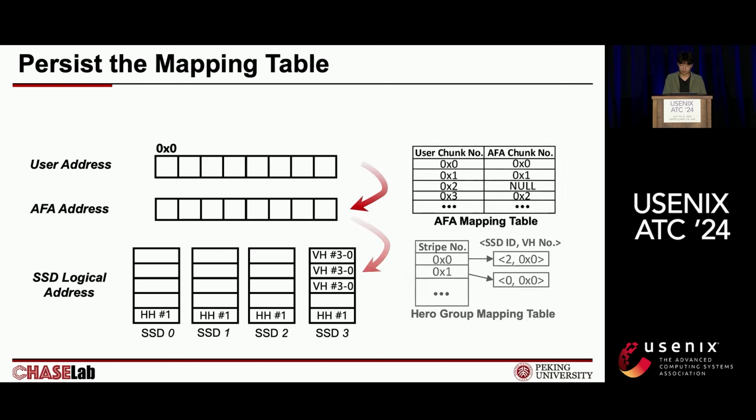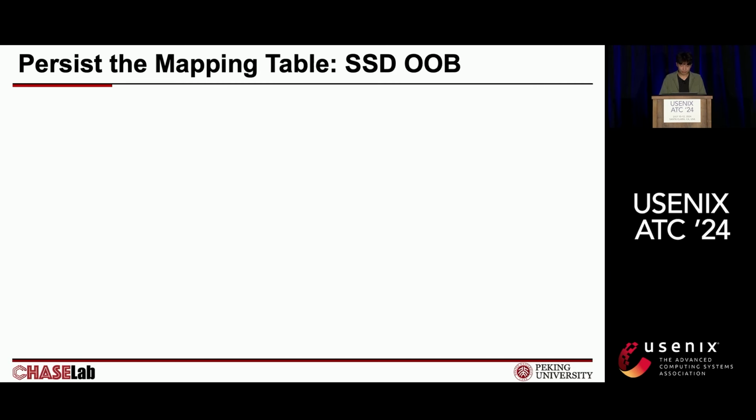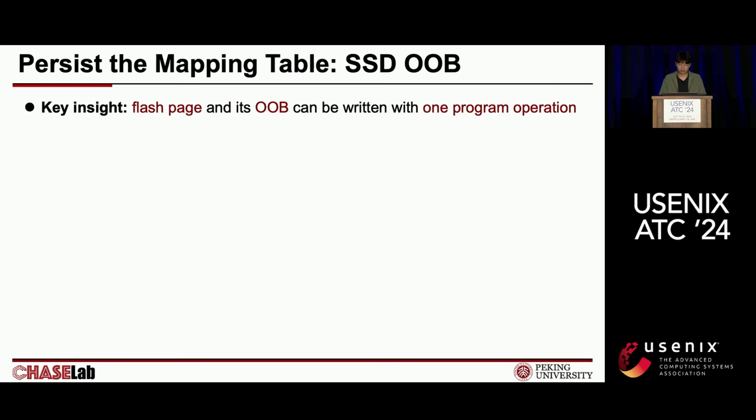To support out-of-place updates, ScalaAFA maintains two mapping tables in host memory. As these mapping tables are updated frequently, persisting them imposes a huge burden on the host, by redo log or undo log. So, how can we persist them with low cost? We achieve this by utilizing the SSD out-of-band area, or OOB area.